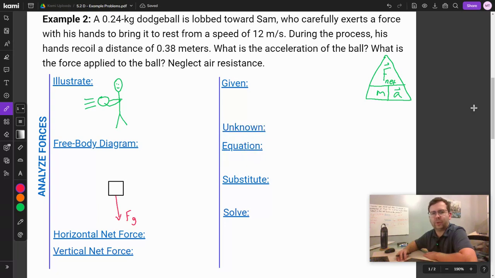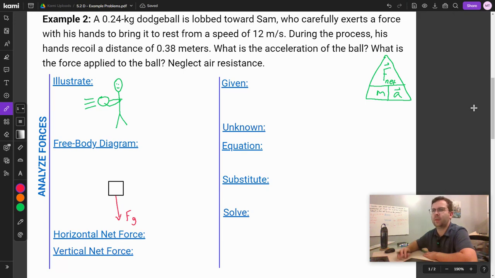Hi, in this video, we're going to look at some more examples of solving problems involving Newton's second law and forces and acceleration. So, in this example, a 0.24 kilogram dodgeball is lobbed towards Sam, who carefully exerts a force with his hands to bring it to rest from a speed of 12 meters per second. During the process, his hands recoil a distance of 0.38 meters. What is the acceleration of the ball, and what is the force applied to the ball?